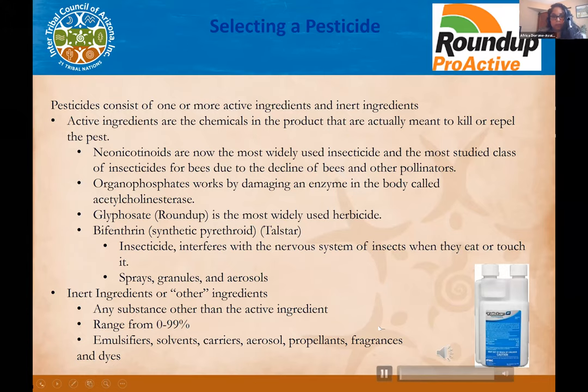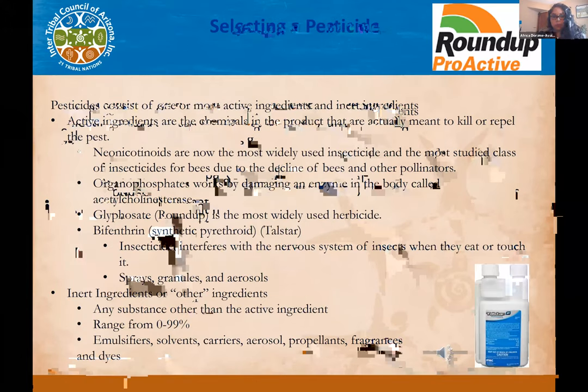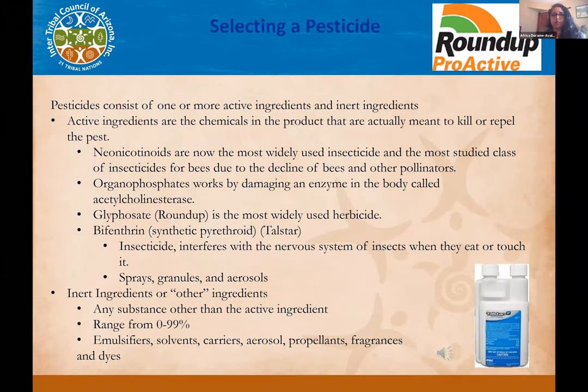Selecting a pesticide. As mentioned earlier, pesticides consist of one or more active ingredients and inert ingredients. Active ingredients are the chemicals in the product that are actually meant to kill or repel the pest. Neonicotinoids, or neonics, are now the most widely used insecticide and the most studied class of insecticides for bees due to the decline of bees and other pollinators.